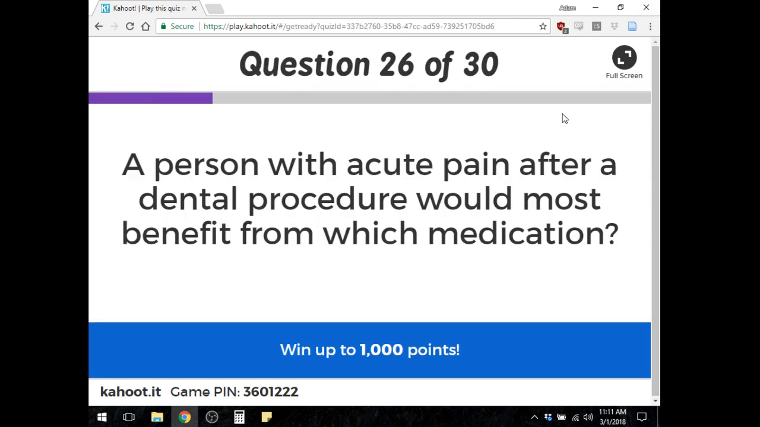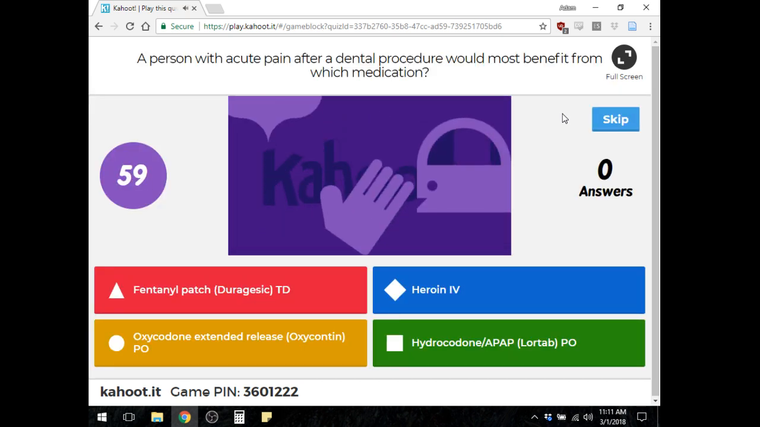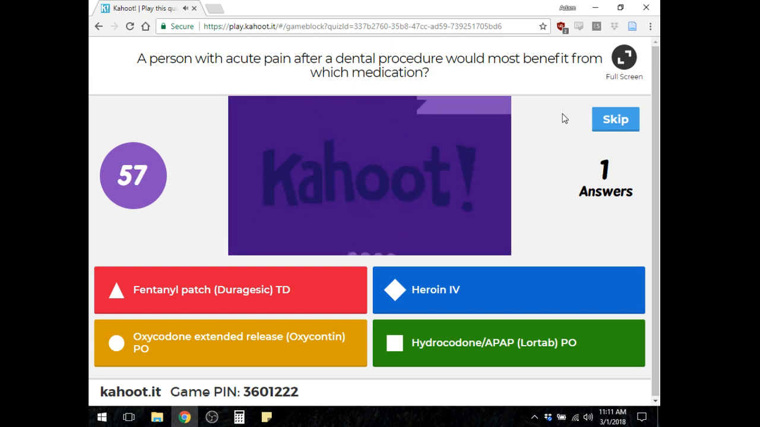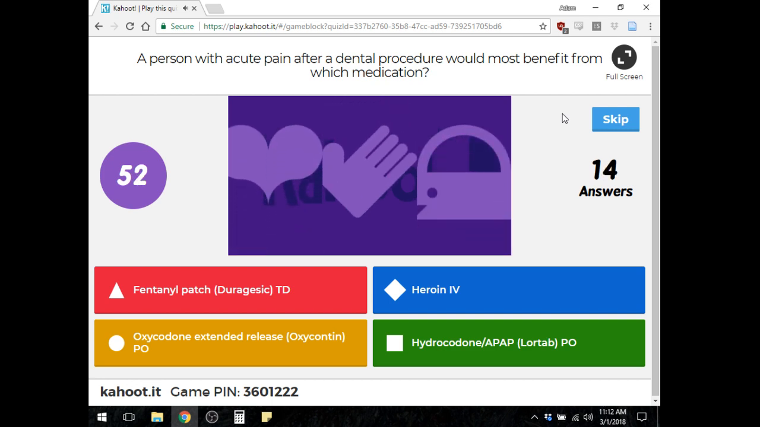Okay. A person with acute pain after a dental procedure would most benefit from which medication? Fentanyl patch, transdermal; heroin IV; oxycodone extended release; Lortab PO.